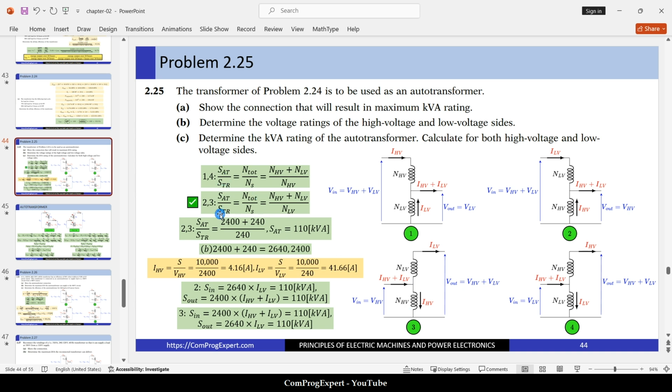We have these ratios, and considering them, we have this fraction with ns, the number of series turns. The numerator is the same for these two cases. So when we have a lower number of series turns, we have a higher power if we make this type of connection, case 2 or 3.